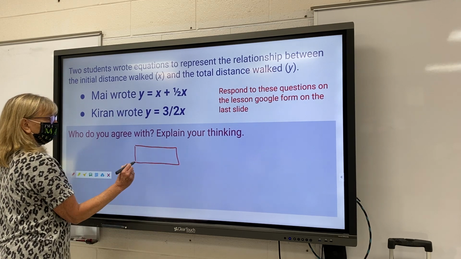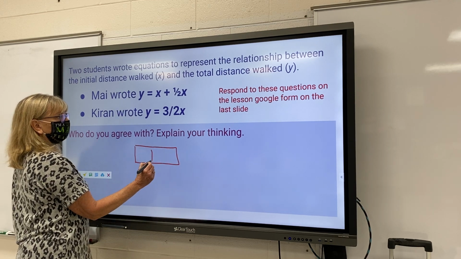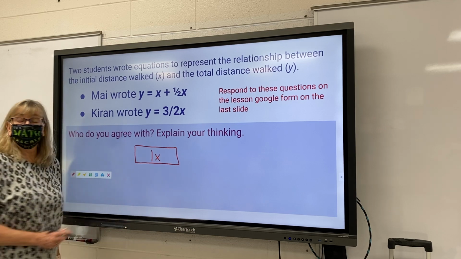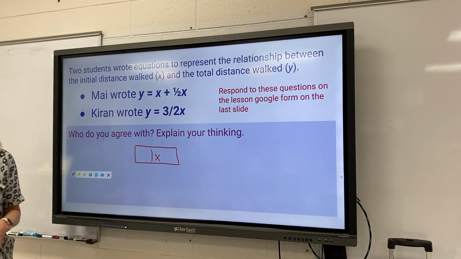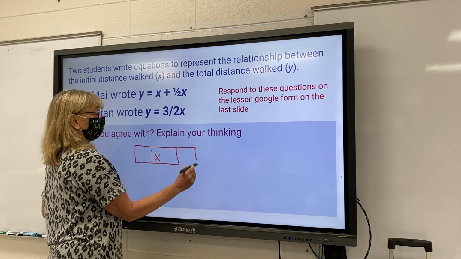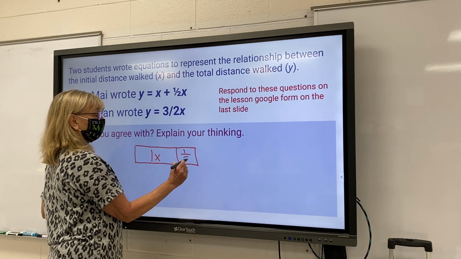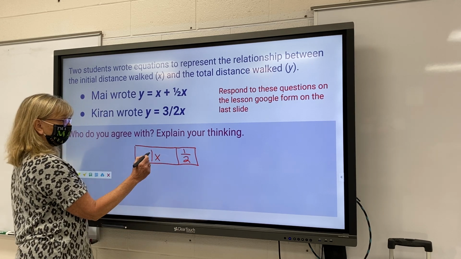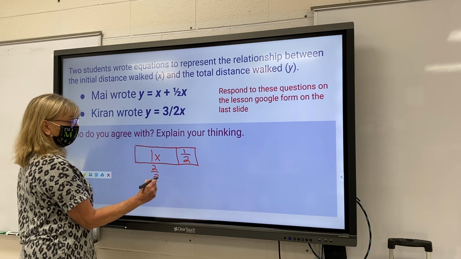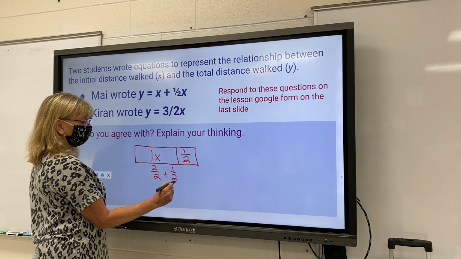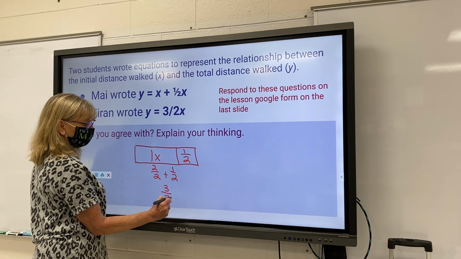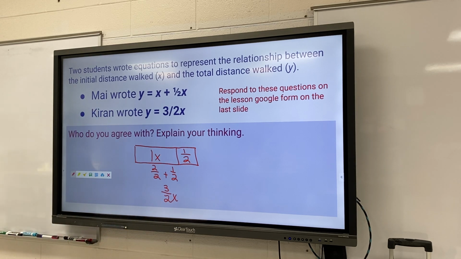That's 3/2, okay. So this would be our 1x, what they initially walked, right? And then they walked half as much again. And you said this is basically like 2/2 plus 1/2, so that would be 3/2 x? Is that what I'm hearing you say? 1 plus 1/2 is 3/2.